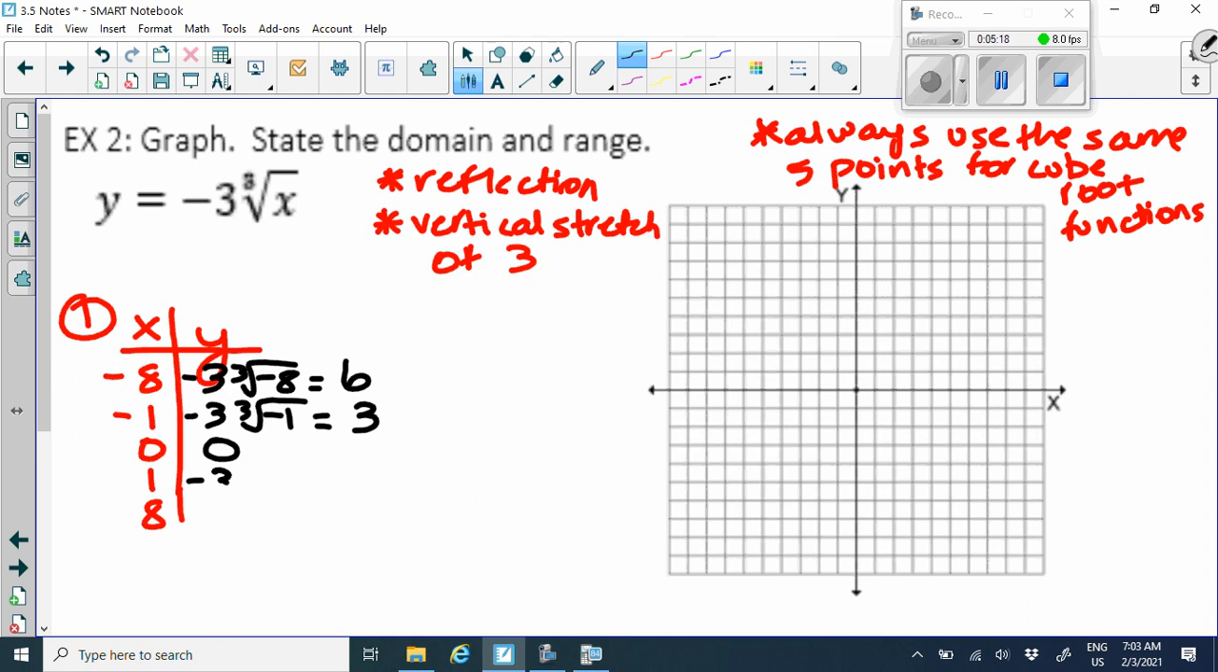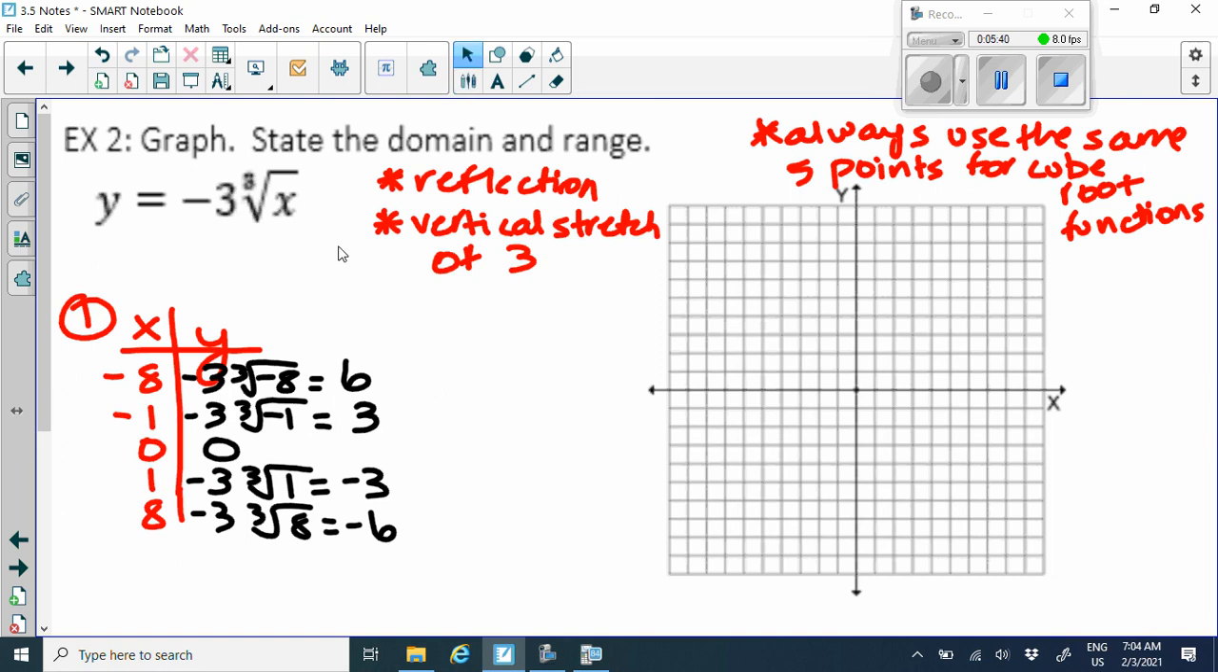Then we have -3 cube root of 1. That's going to give us -3. And then -3 cube root of 8 will give us -6. So notice we still get the same numbers here. It's just the sign switch. So that's definitely where you can tell if you're doing something correctly with the cube root functions, if you're getting the same number and the signs are just switching.